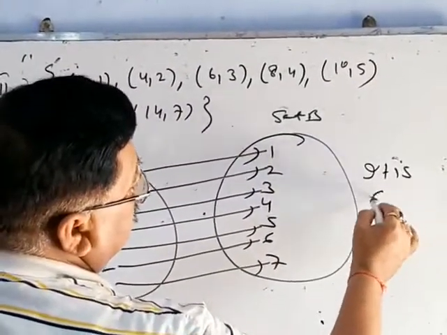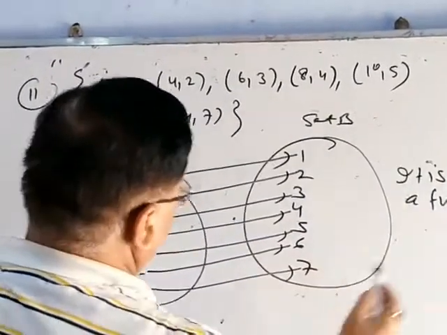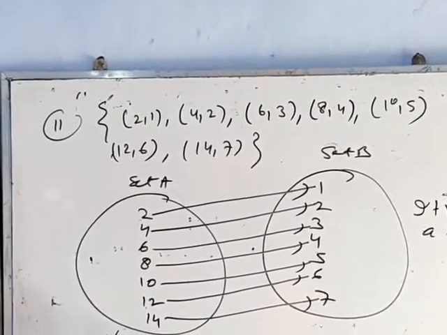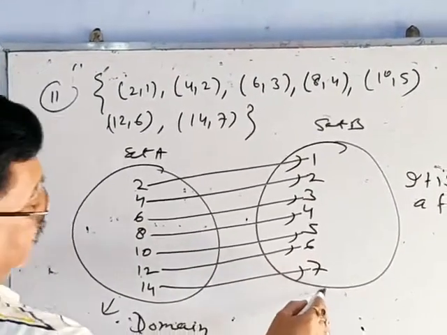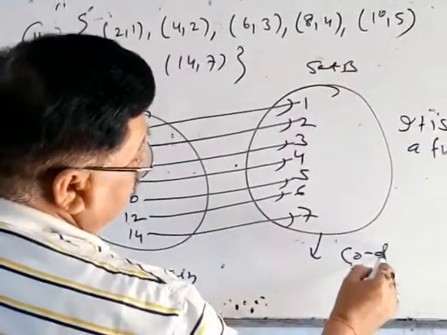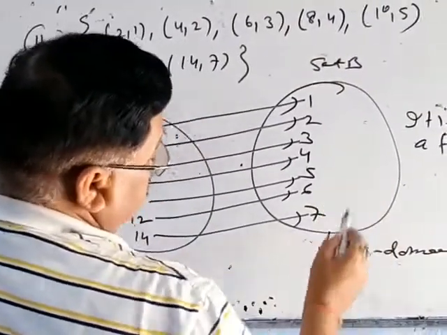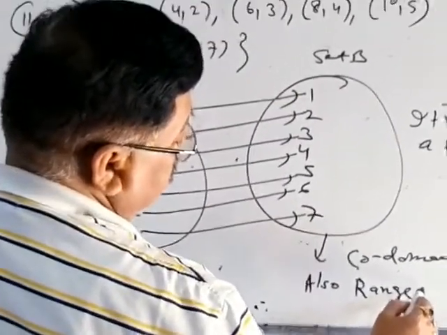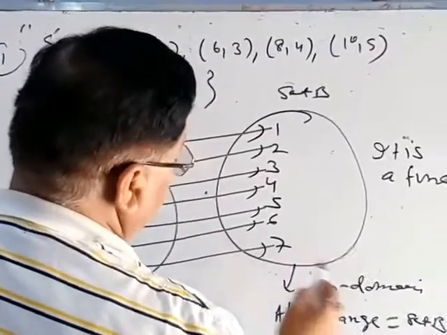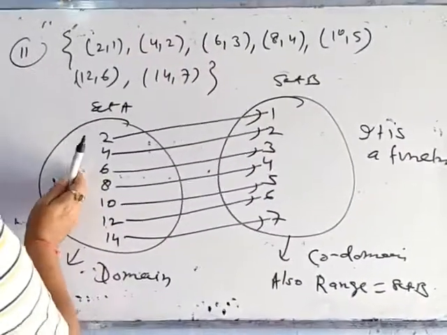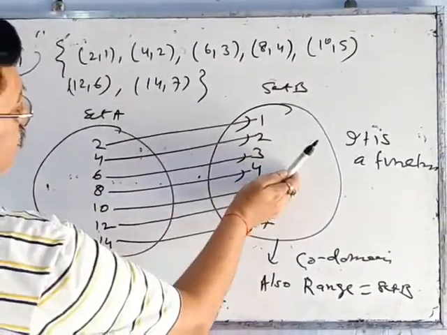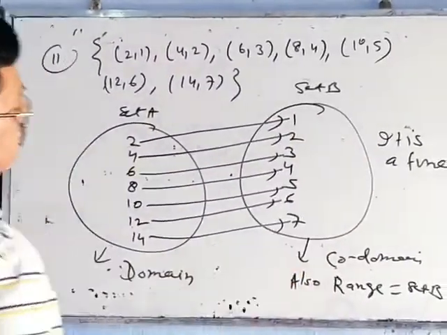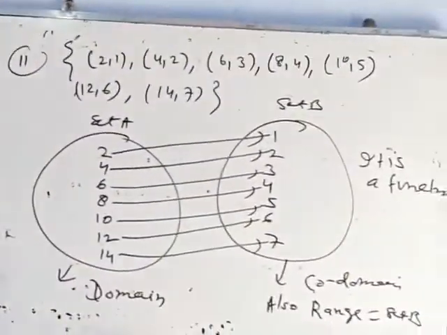It is a function. This is the domain of the function. And this is the codomain and also the range. Range is set B because it is onto. So it is the domain of the function, it is the codomain of the function, and it is also the range because no elements of set B are left. So it is the range.